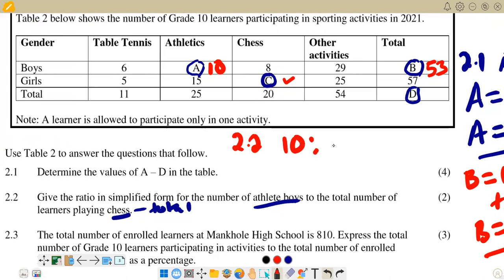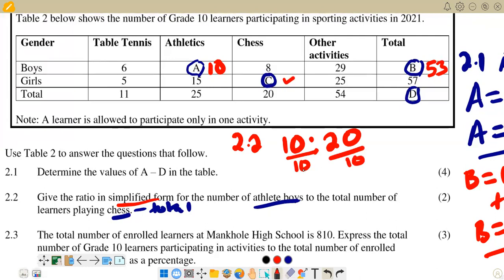The total for chess is 20, so it's 10 to 20. As simple as that. This ratio should be in simplified form. So we are going to look for a number that we divide into 10 and also divide into 20 without leaving a remainder. You would see that we only have one number there, which is 10. So you can divide by 10 here, and you can also divide by 10 here.